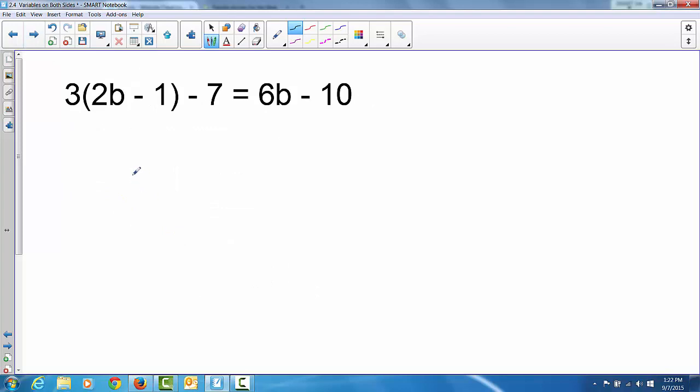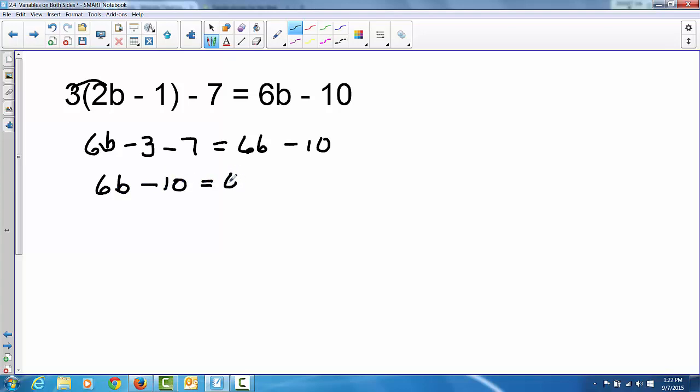Let's try this one. Remember, simplify it first before you start solving it. 3 times 2 is 6b. 3 times negative 1 is negative 3. Minus 7 equals 6b minus 10. Now we got to simplify the 3 and the 7, so let's go 6b. Negative 3 and negative 7, same signs, add and keep. So that gives us negative 10 equals 6b minus 10.